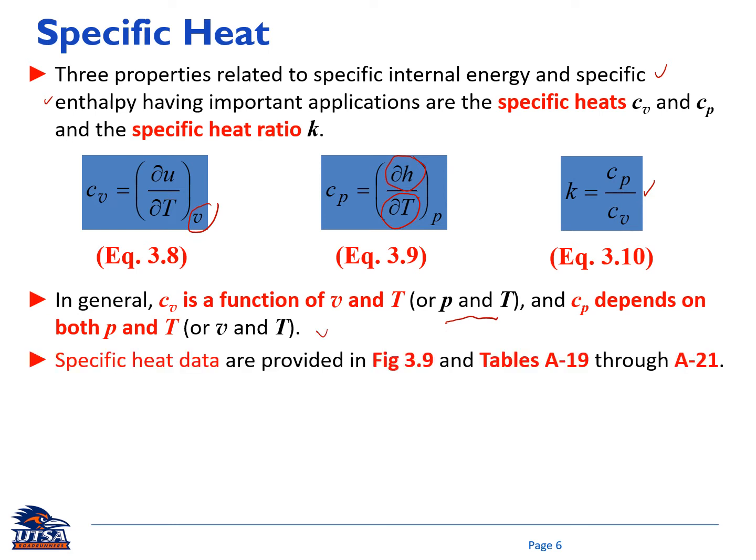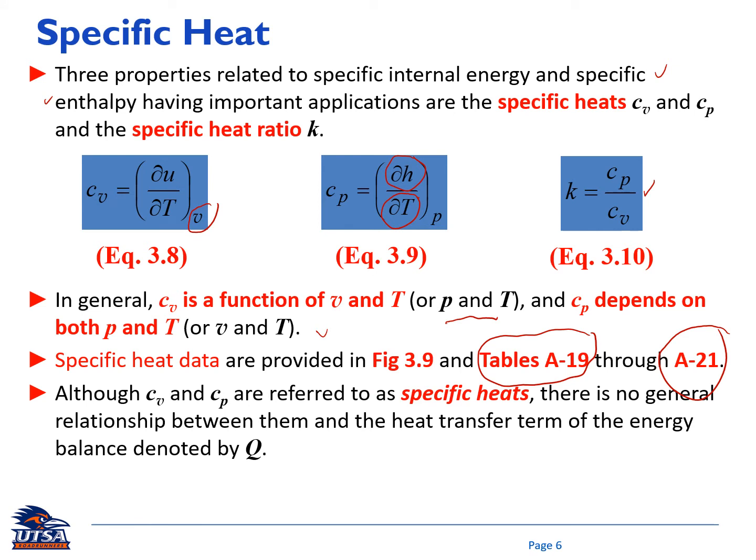You can get this specific heat data from figure 3.9, or you can also get it from table A19 through A21. Okay, now open your table again, go to table A19 through A21. Try to be familiar with this table when you are asked about the specific heat of certain matter.